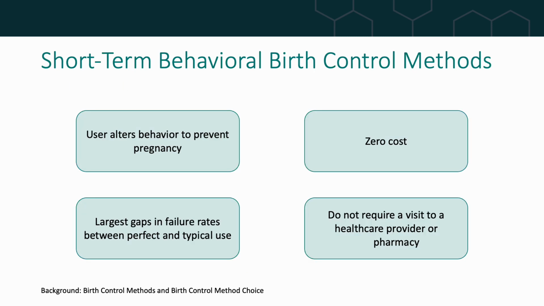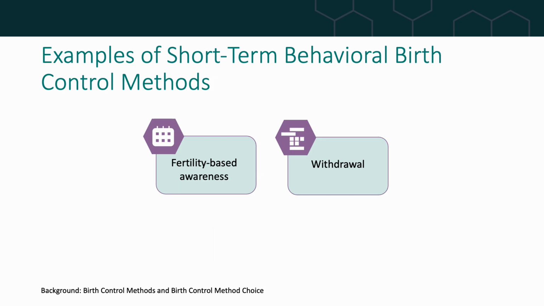Short-term behavioral birth control methods require users to alter their behaviors to prevent pregnancy. They do not require a visit to a healthcare provider or pharmacy, and they do not have any cost. However, these methods have the highest failure rates when they are not used perfectly. Perfect use is using a birth control method consistently and correctly every time. By contrast, typical use refers to how people use the birth control method in real life. Some examples that inform a person's typical use are their limited knowledge about menstrual cycles, cycle irregularities, or a person's inability to avoid intercourse during peak fertility times. Short-term behavioral birth control methods include fertility-based awareness and withdrawal.